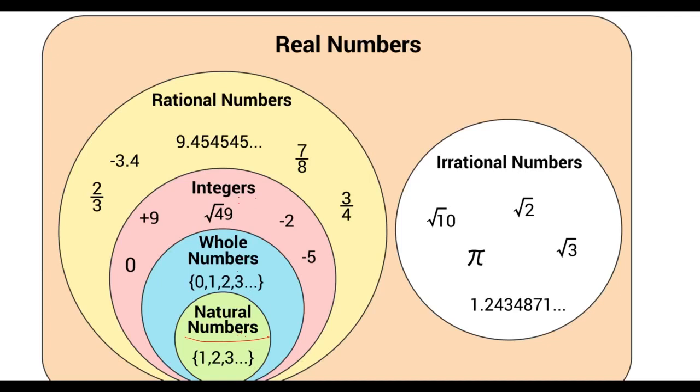But some extra rational numbers are there which are not integers, not whole numbers and not natural numbers also. Then this big circle is the rational numbers. Then irrational numbers. The numbers which are not rational are irrational numbers, for example, root 2, root 3, root 10, pi, like this. And the combination of all the rational numbers and irrational numbers are known as real numbers. So real numbers are the collection of rational numbers and irrational numbers.